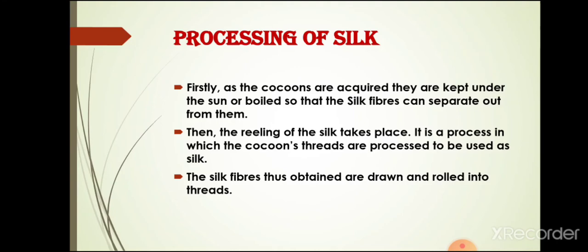Now next is processing of silk. In processing of silk, a pile of cocoons is used for obtaining silk fiber. The cocoons are kept under the sun or boiled or exposed to steam, and the silk fiber separates out. The process of taking out threads from the cocoon for use as silk is called reeling the silk.